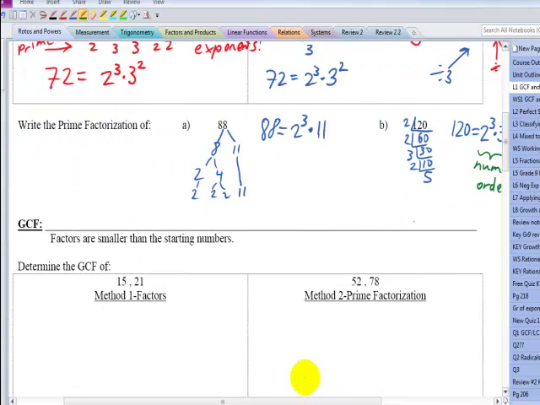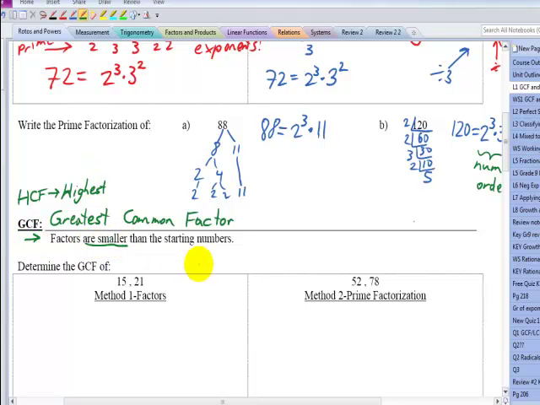Okay, so GCF stands for the greatest common factor. If you go onto the internet, they might use a different term. They might call it HCF, which is the exact same thing, but the H stands for highest. And if you go in old textbooks, you might see that too. So just be aware of that. Notice here, factors are smaller than the starting numbers. We're looking for a number that's smaller than what we have.